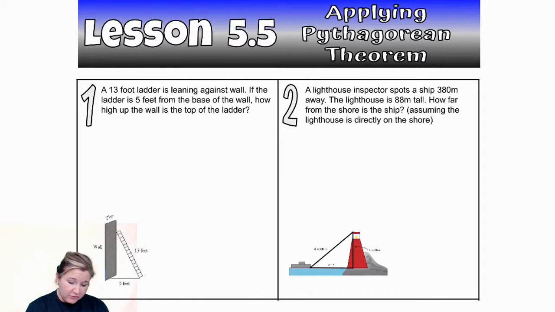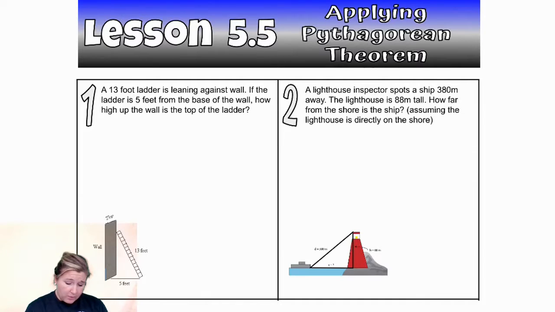So it says a 13-foot ladder is leaning against a wall. If the ladder is 5 feet from the base of the wall, how high up the wall is the top of the ladder? So you can see we have a nice little picture here drawn for us. If you're not given a picture, you need to draw the picture and go ahead and label it. Even just draw the regular triangle.